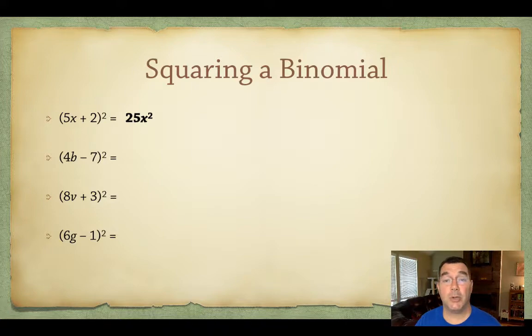The middle term is going to be the product of both terms in the parentheses doubled. So 5x times 2 would be 10x. And if I double that, I get 20x. And then the last term is going to be whatever that 2 is squared. Well, 2 squared is 4.